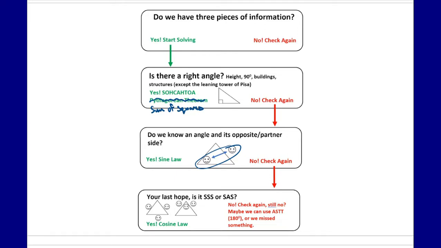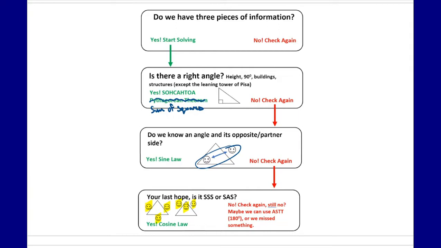And our last hope is having either all three sides or side angle side, that sandwiched angle. And if we do have all three sides or side angle side, then we can use cosine law, which is our third option. If there is still not enough information, or we still don't have one of these, then check again, reread the question, make sure we've labeled everything properly, or maybe we missed something. Maybe there's a small calculation we can do to find some of the missing information.